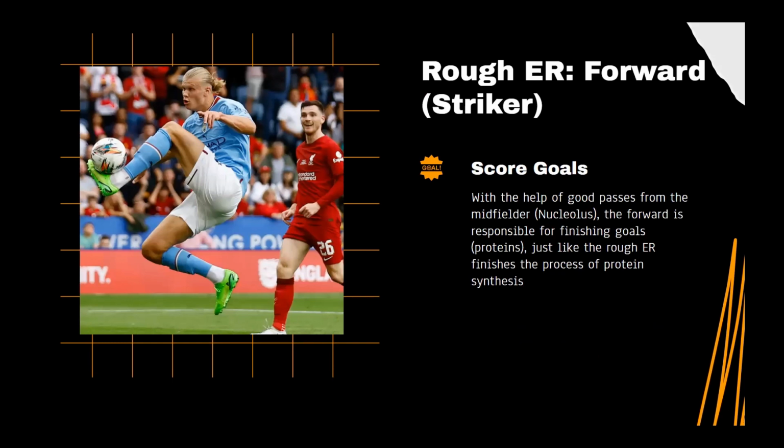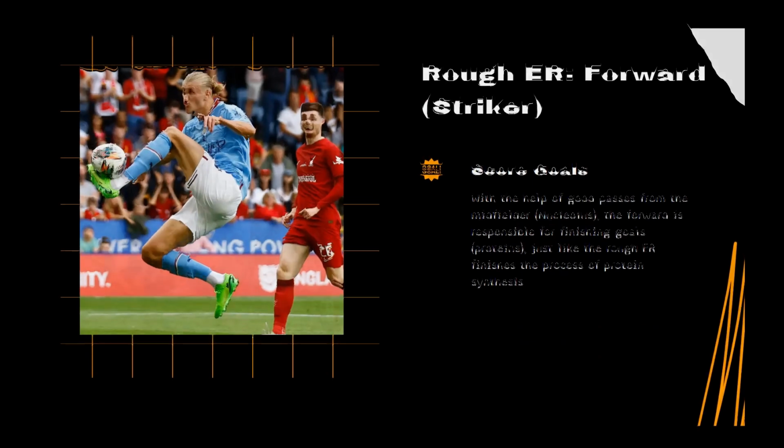And the rough ER is like the striker. The striker is responsible for scoring goals, which goes back to the analogy with proteins being the goals. It relies on the pass from the nucleolus to score the goal, the way the rough ER relies on the nucleolus for the ribosomes.